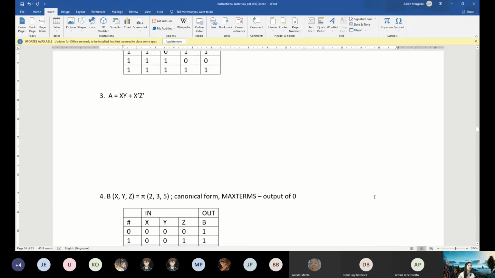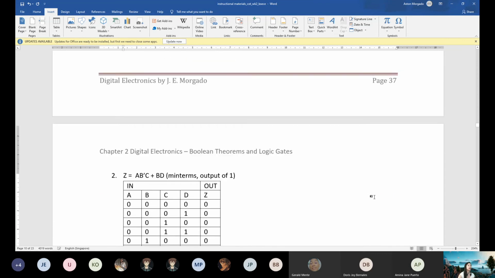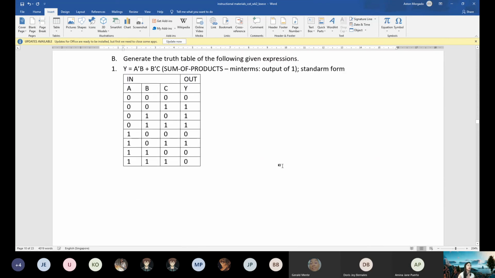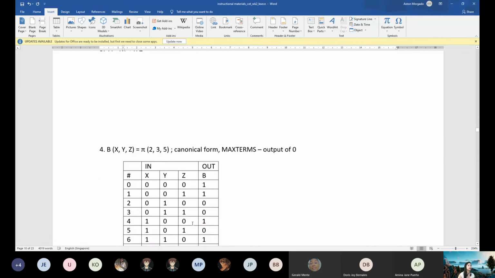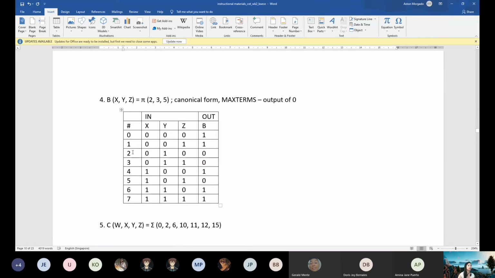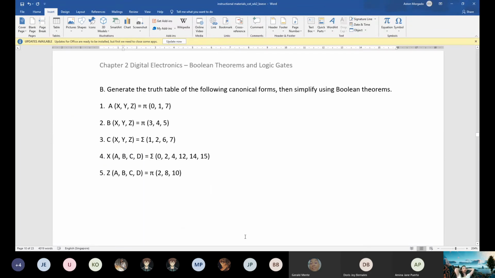Going back here, we now have the simplified na ito, no? Hindi na siya masisimplify. Okay, question, class? Question before we proceed?